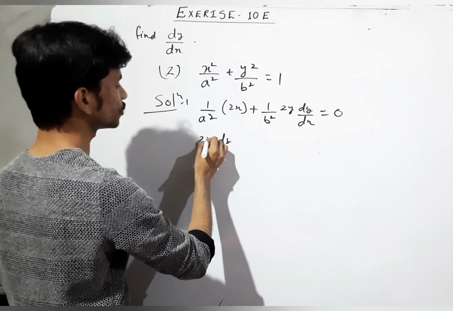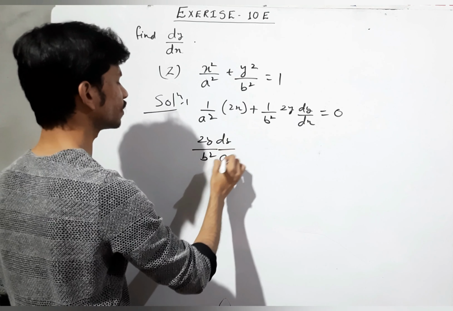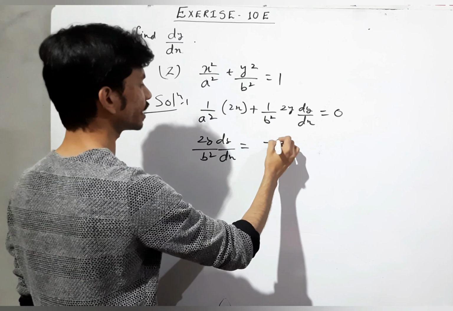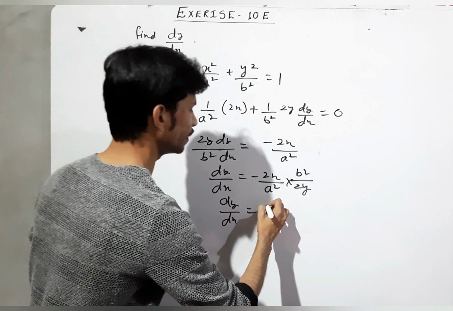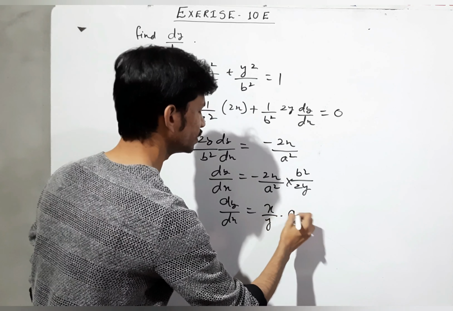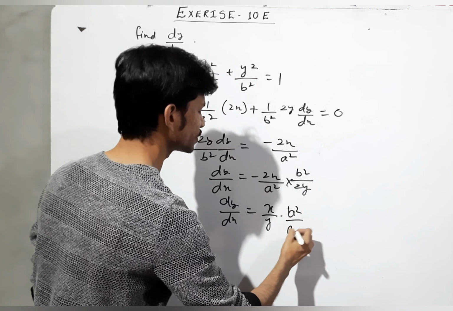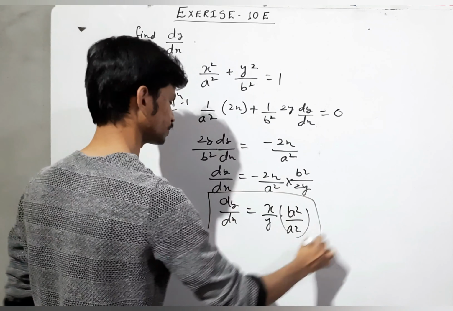So 2y over b square dy over dx equals minus 2x over a square, and dy over dx equals minus 2x upon a square multiplied by b square over 2y. And after rearranging the terms and cancelling this 2 by 2, we have minus x over y and b square over a square. So this is the final answer.